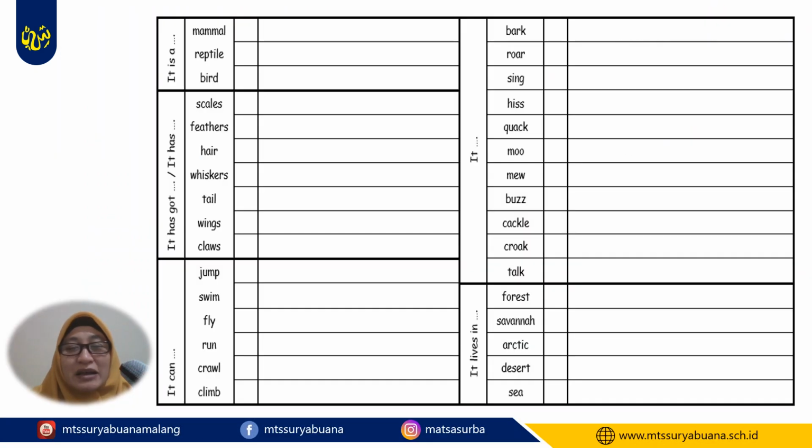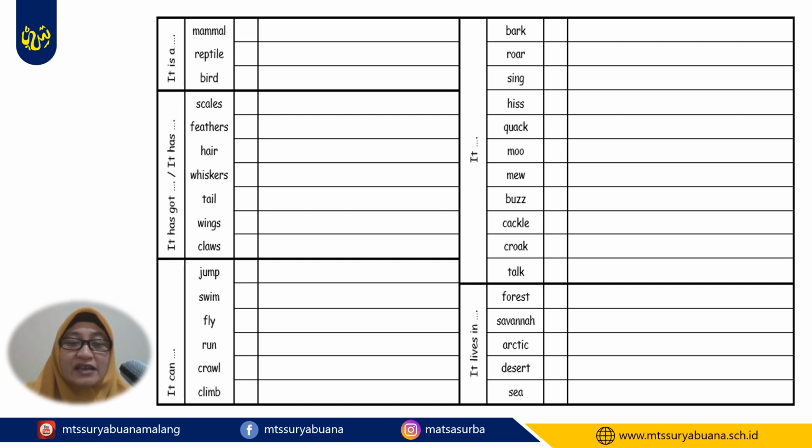Now please pay attention to the tables. We have 5 parts of the table here. We have mammal, reptile, birds. Here we are talking about the kinds of animal. It is a mammal, or it is a reptile, or it is a bird.